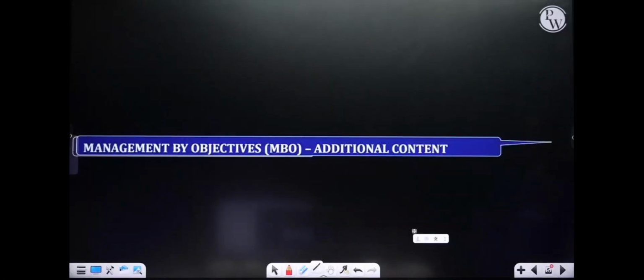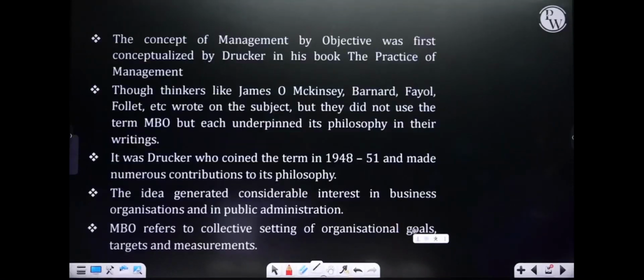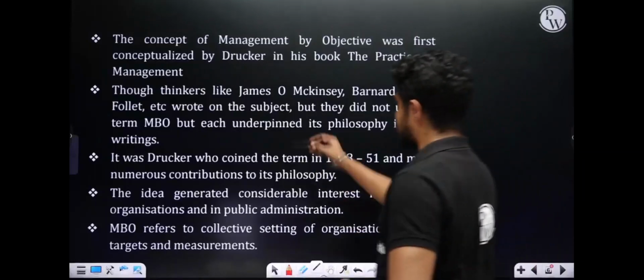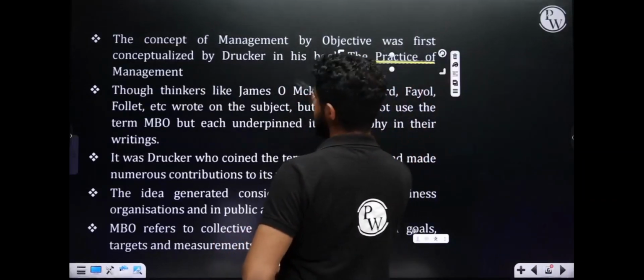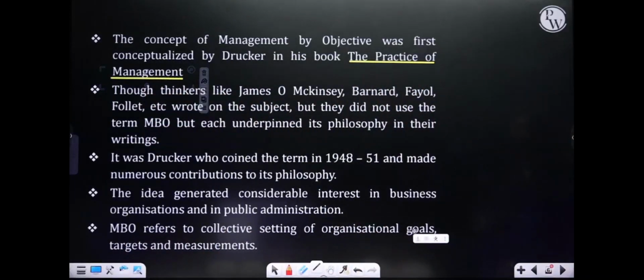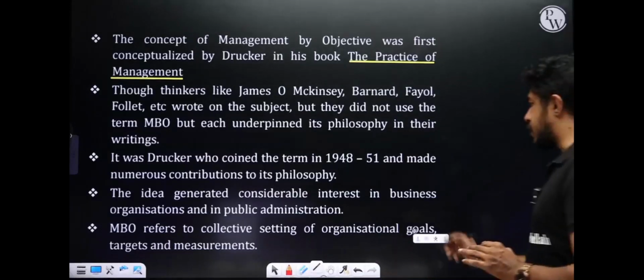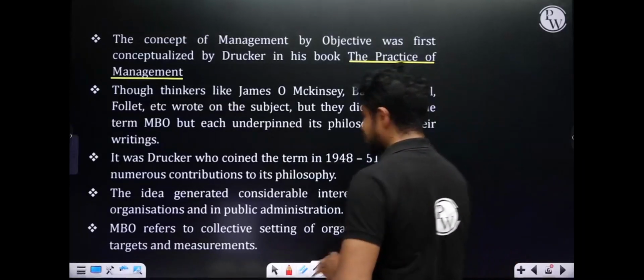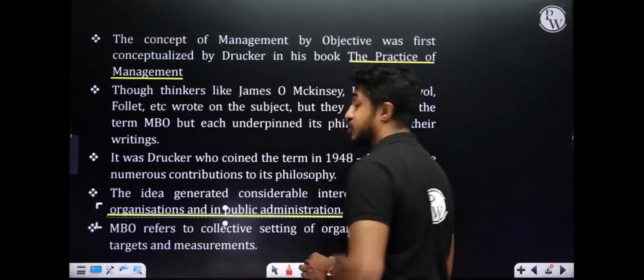So we are continuing with our discussion of management by objectives, which is additional content. The concept of management by objective was first conceptualized by Peter Drucker in his book, The Practice of Management. Though thinkers like James O. Mackenzie, Henri Fayol, etc. wrote on the subject, they did not use the term management by objective, but each underpinned its philosophy in their writings. It was Drucker who coined the term in 1948-51 and made numerous contributions to its philosophy. The idea generated considerable interest in business organizations and public administration.